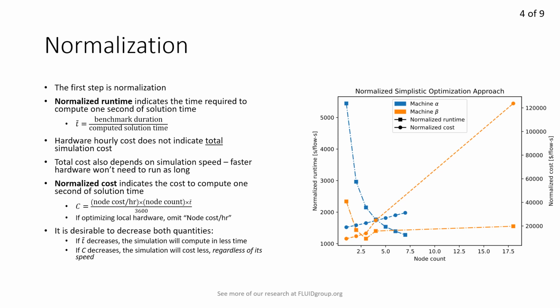So if the normalized runtime decreases, you know for a fact the simulation will compute in less time, and proportionally so. So if you halve your normalized runtime, you'll get your results twice as fast. Similarly, if your normalized cost decreases, the simulation will cost less start to finish regardless of its speed. So if you halve your normalized cost, you know it's going to cost half as much.